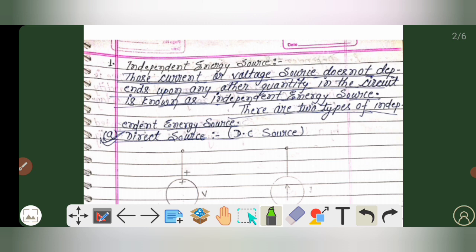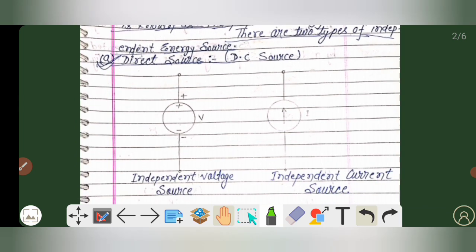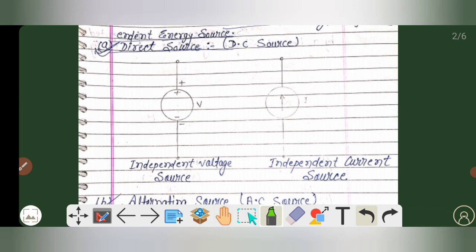The first one is the direct independent source. First of all, we will see how we represent the direct independent sources. Now, my dear friends, as you can see here, this is the independent voltage source, and this one is the independent current source.